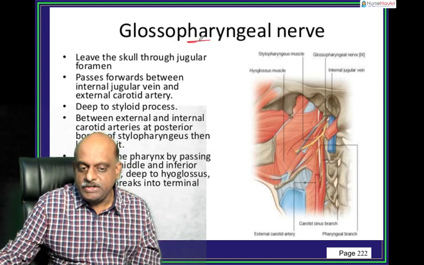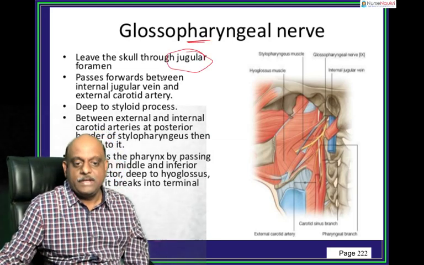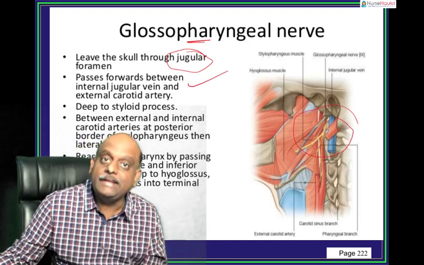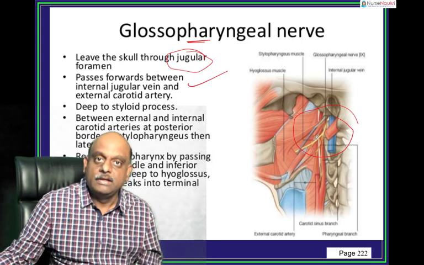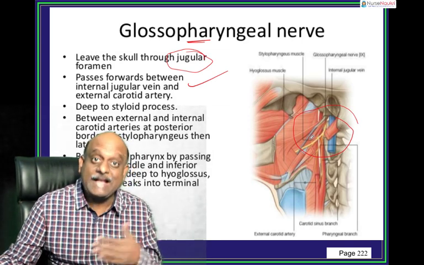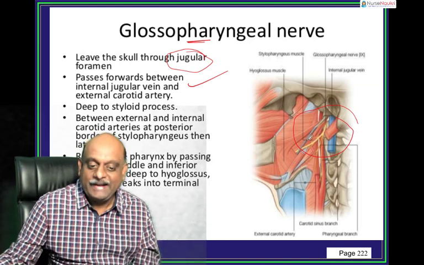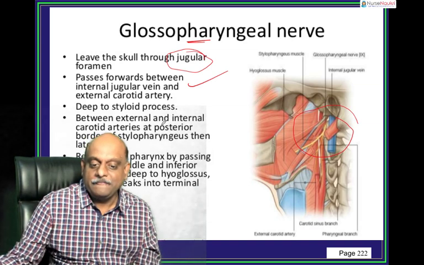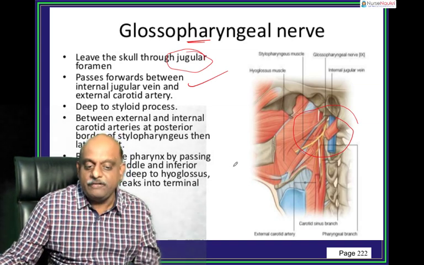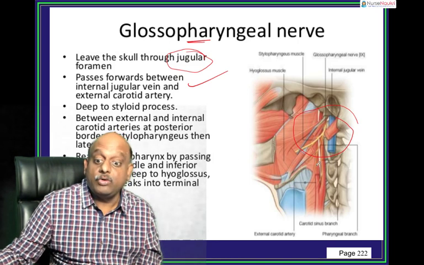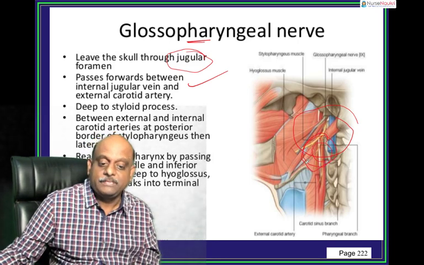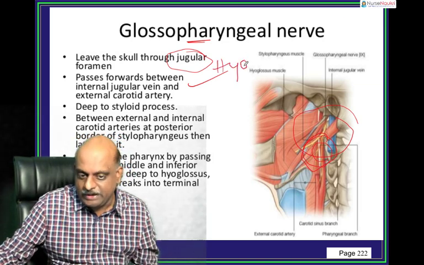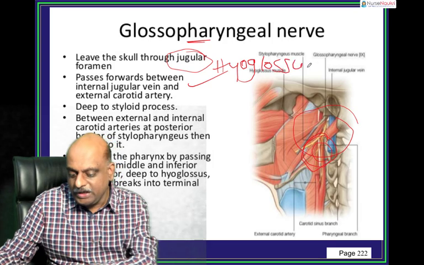So the glossopharyngeal leaves the jugular foramen, and along with the internal jugular vein and the external carotid artery, they both are its batchmates in medical college. And typically it reaches the pharynx by passing between the middle and inferior constrictor. They both are in a very close relationship with it. And it is also in a very close relationship, the glossopharyngeal, with the hyoglossus muscle is what you need to remember.